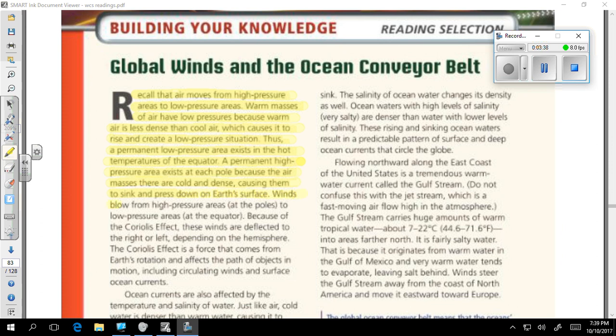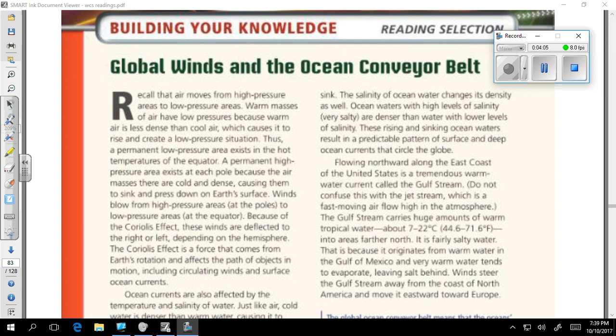Winds blow from high pressure areas at the poles to low pressure areas at the equator. Because of the Coriolis effect, these winds are deflected to the right or left depending on the hemisphere. The Coriolis effect is a force that comes from Earth's rotation and affects the path of objects in motion, including circulating winds and the surface ocean currents.